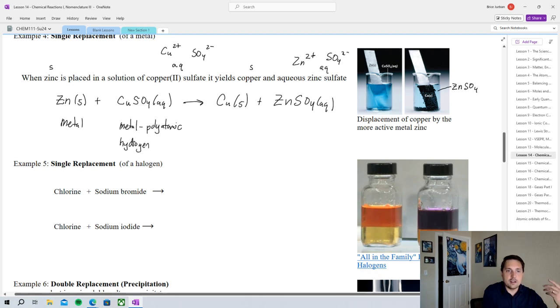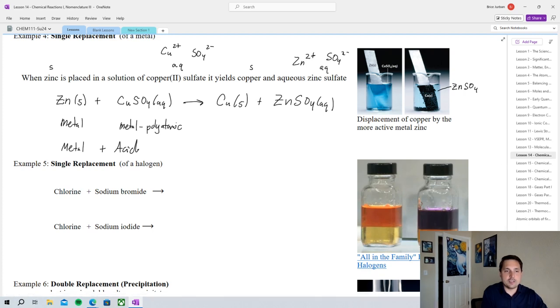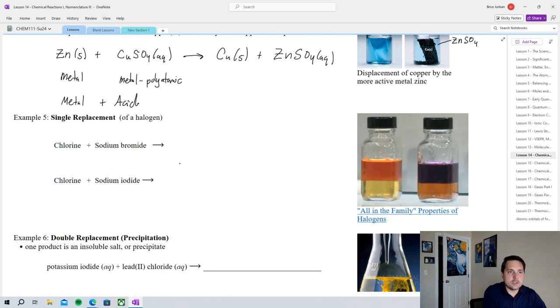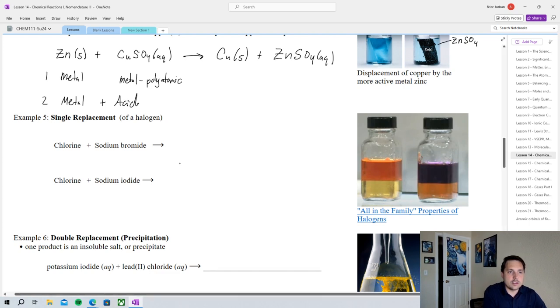So we could also do an acid. So we could have a metal plus acid. So that's a different type of reaction. Or we can have a halogen with another halogenated compound. And these are 3 types of single replacement reactions. So here's 1, here's 2, and then here's 3.